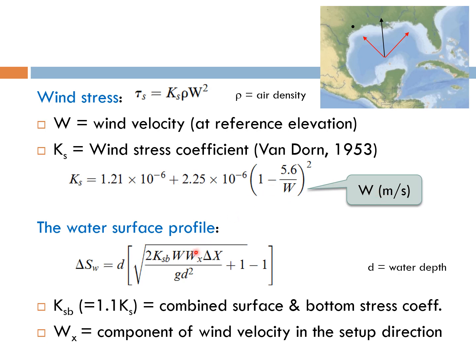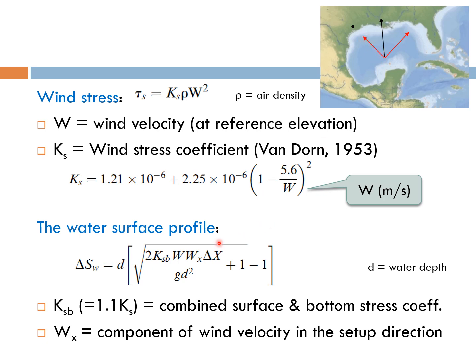We also have W, the wind speed here. We have Wx. Wx is the component of wind velocity in the setup direction. So for example, if we want to find out what is the setup in this position and the wind is blowing in this direction, then we will have to resolve the wind into two components, this component and this component, which are perpendicular to one another. So this component will not cause any setup here, but the setup at this location is dependent on the wind speed in this direction only.